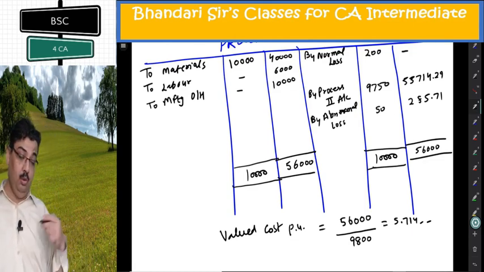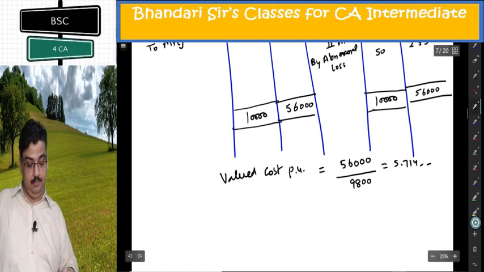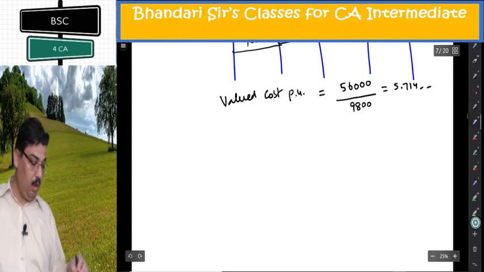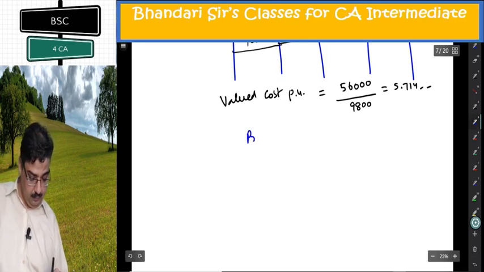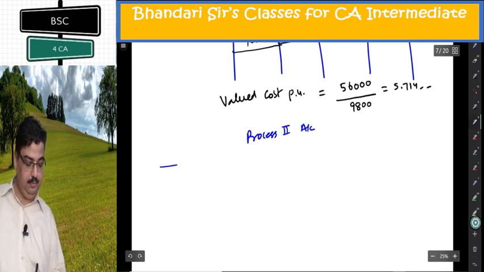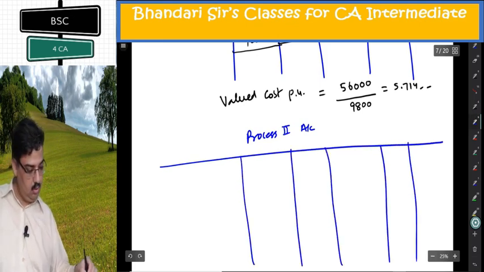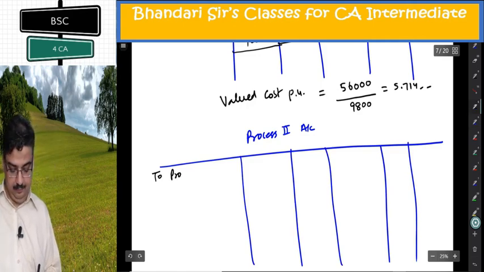Now this 55714.29 will go to the second process, Process 2 account. Okay, abnormal loss account again. I'll make the abnormal loss account together in the end. Process 2 account, to process 1.